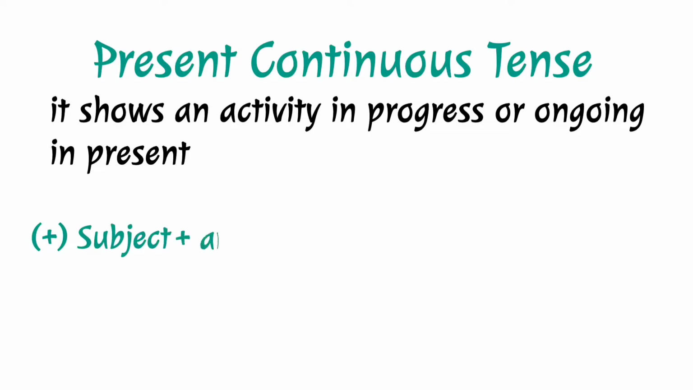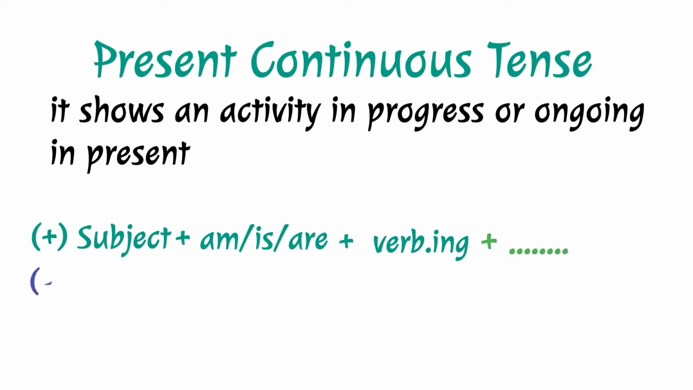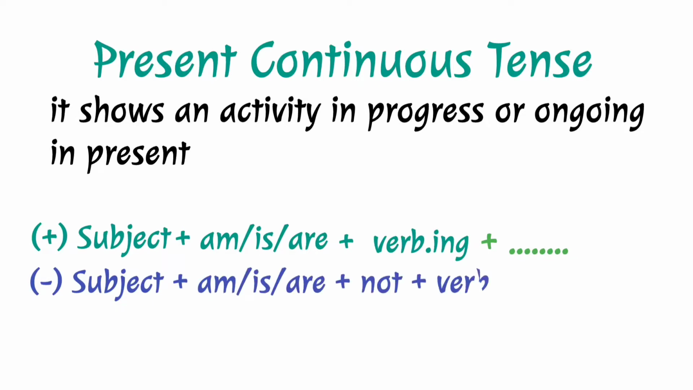The pattern for affirmative sentence is subject plus am or is or are plus verb ing, and then after that is the rest. So the to be, am, is, are, of course, will depend on the subject we use. In the negative form, we just use not after am, is, are. So subject plus am or is or are plus not plus verb ing.